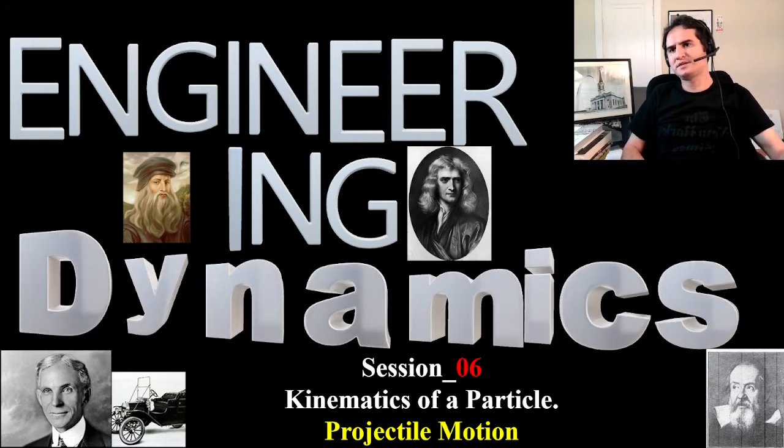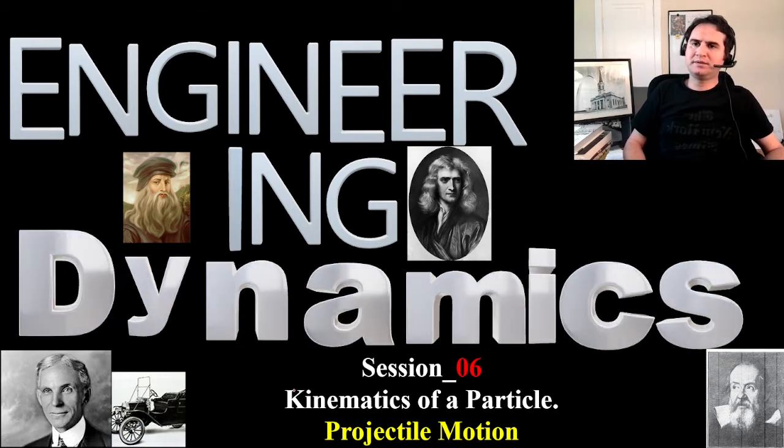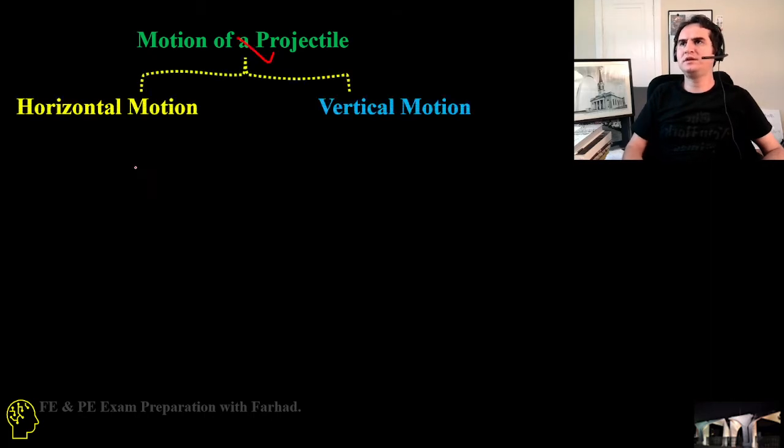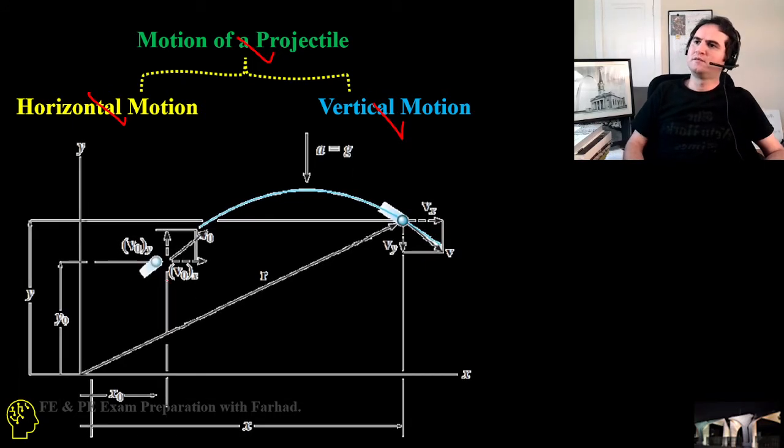Engineering Dynamics, Session 6, kinematics of a particle, investigation of projectile motion. In the motion of a projectile, we have a horizontal motion and a vertical motion. When you shoot a ball, something like this, we have an x direction and a y direction of the projectile.